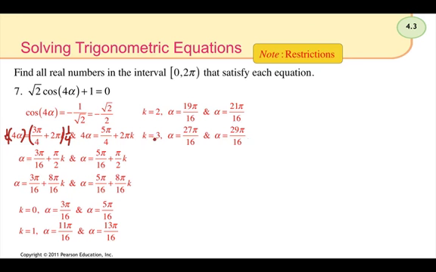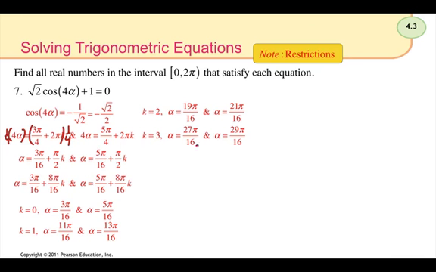I try k equals 3, and I still have these two angles, 27 pi over 16 and 29 pi over 16, that are less than 2 pi. So it turns out that if I was to try to use k equals 4, I am going to end up with two answers that are not within the restriction here. They're going to be greater than 2 pi.